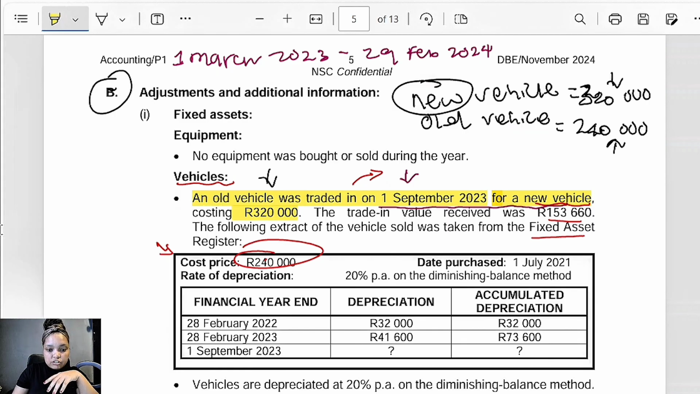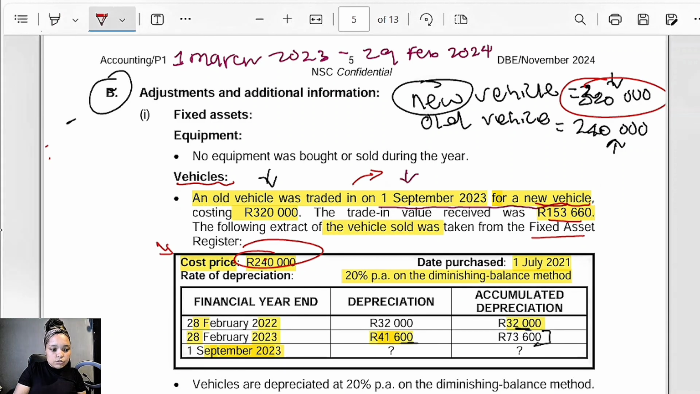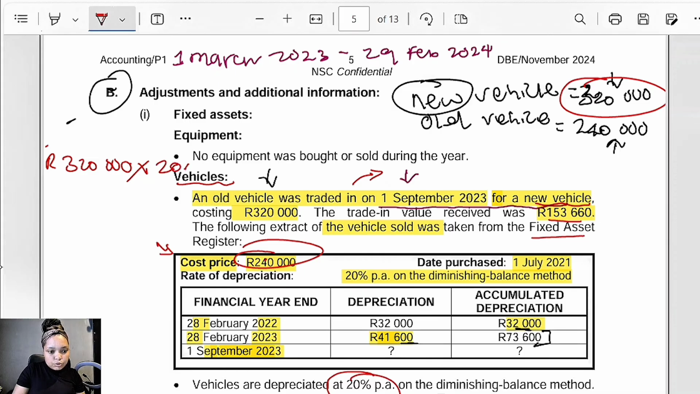The trade-in value received, meaning that this is how much we got when we traded in for this new vehicle, was an amount of 153,000 rand 660. So the 320,000 rands, they depreciate at 20% per annum, which is per year, times 20%, 64,000 rands. Now I have to calculate how many months I have it for in this current financial year.